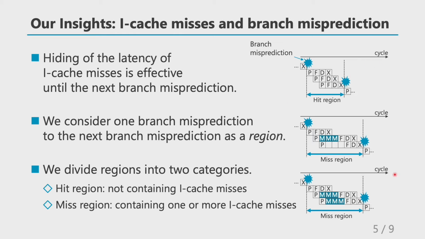As these pipeline diagrams show, the number of executed cycles depends on whether or not there are cache misses in the region. We call a region not containing instruction cache misses a hit region, and a region containing one or more instruction cache misses a miss region.